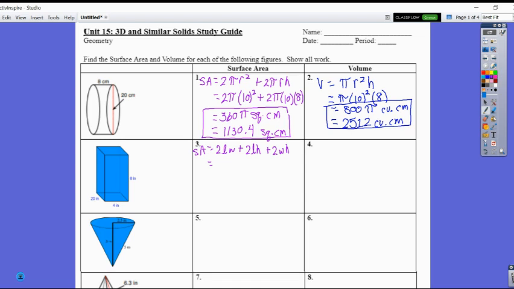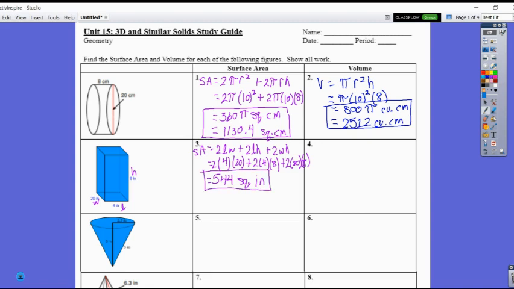So identify what you want to be the length, the width, and the height in that item so that you can be consistent throughout your plugins. So 2 times 4 times 20 plus 2 times 4 times 8 plus 2 times 20 times 8. Plug all that in. And now straight to your calculator with it. We're talking about 544. This is surface area, so these are square inches.